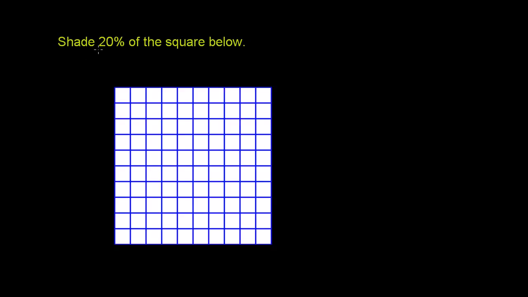We're asked to shade 20% of the square below. And before doing that, let's just even think about what percent means. So let me just rewrite it. 20% is equal to 20, and I'm just writing it out as a word, 20 percent, which literally means 20 percent.